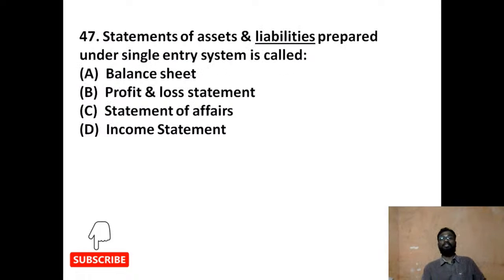So the statement of assets and liabilities prepared under single entry system is called as, which statement are we preparing under single entry? It is a statement of affairs. The opening statement of affairs will be used to find the opening capital fund, whereas the closing statement of affairs will be prepared to find the closing capital fund. Is that okay, guys? Yes, option C.